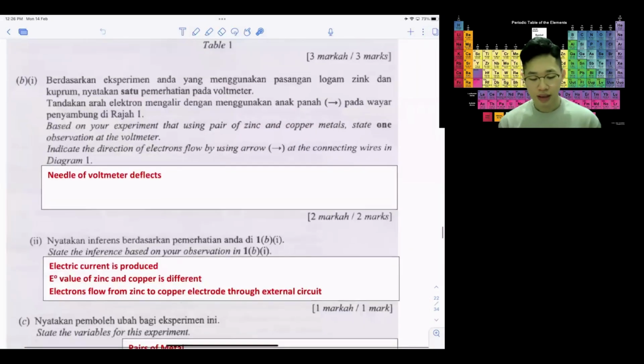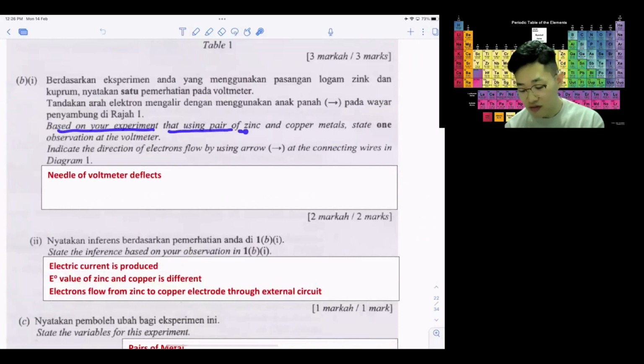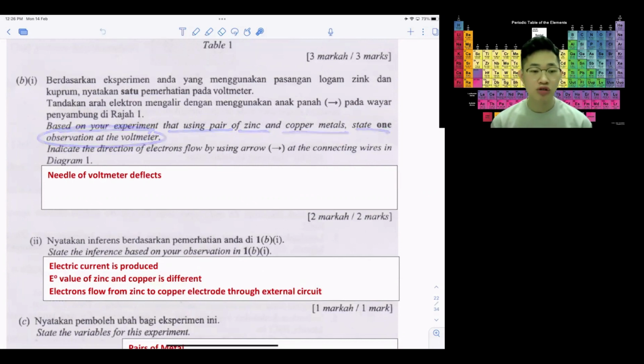So here, based on your experiments, using a pair of zinc and copper metal, state one observation. You see, they will want you to give an observation. When I connect them and put them into the solution, what I see is the needle of the voltmeter deflects. It moved. So I write my answer. This is what I see.